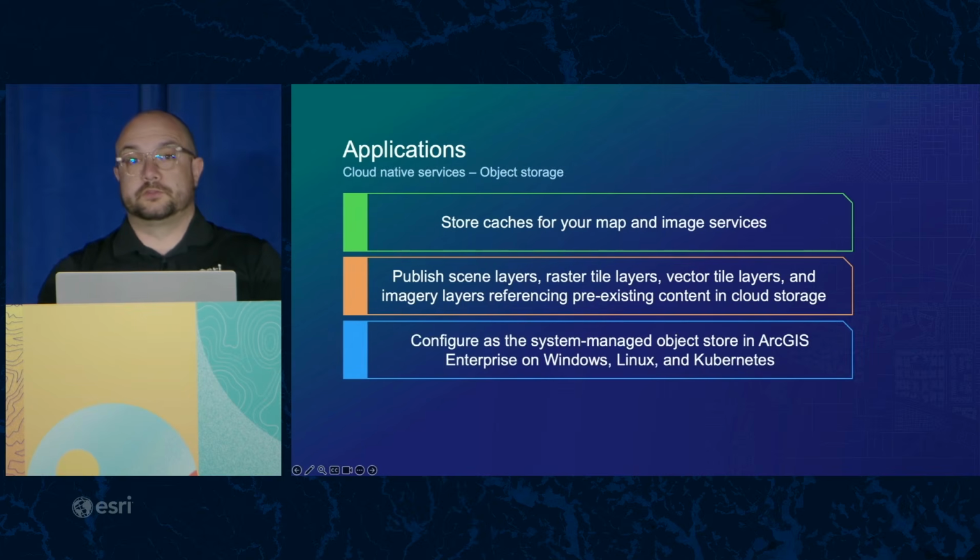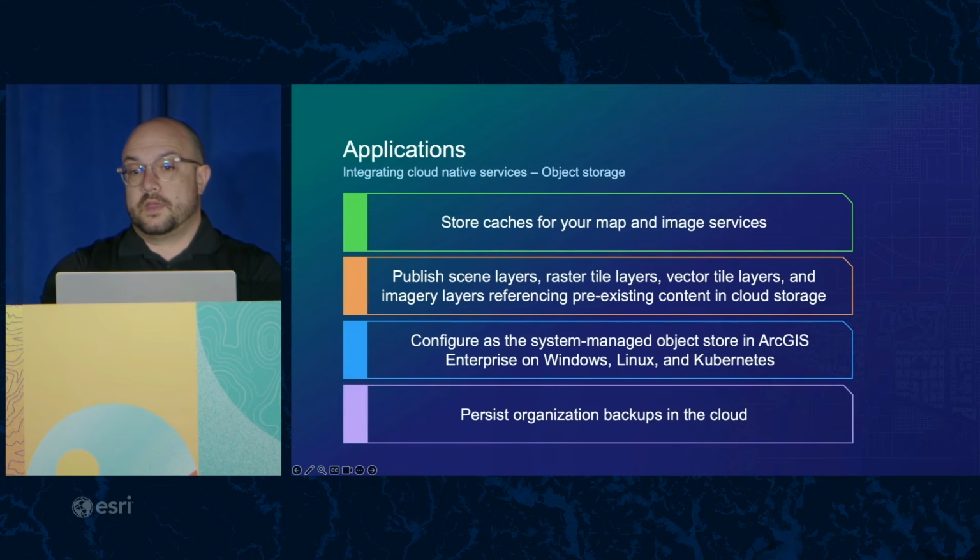We can use cloud storage as a backup location to write backups directly to the cloud, something like an S3 bucket or a GCS bucket. And finally, we can also configure the cloud object store to provide the object storage. The system managed object store in ArcGIS Enterprise on Windows, Linux, and Kubernetes can be configured to take advantage of these scalable solutions.